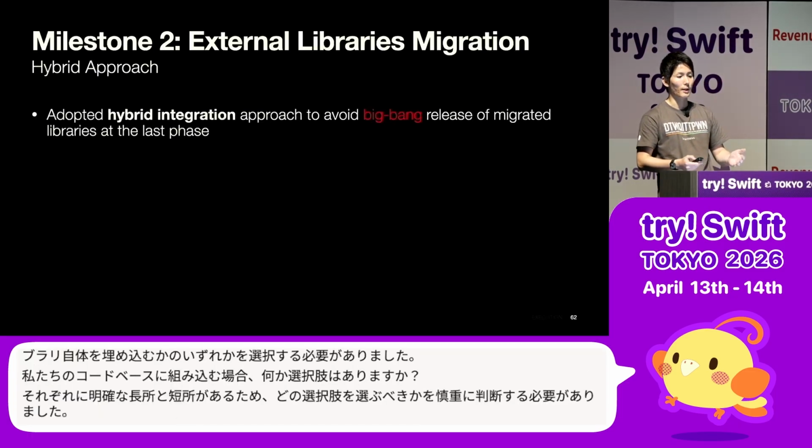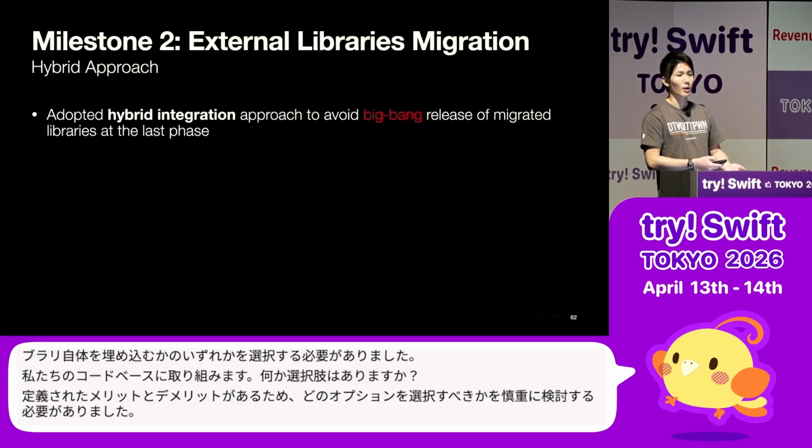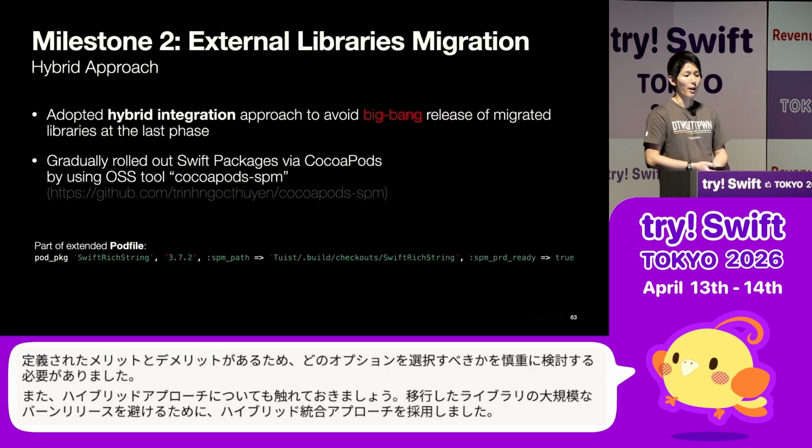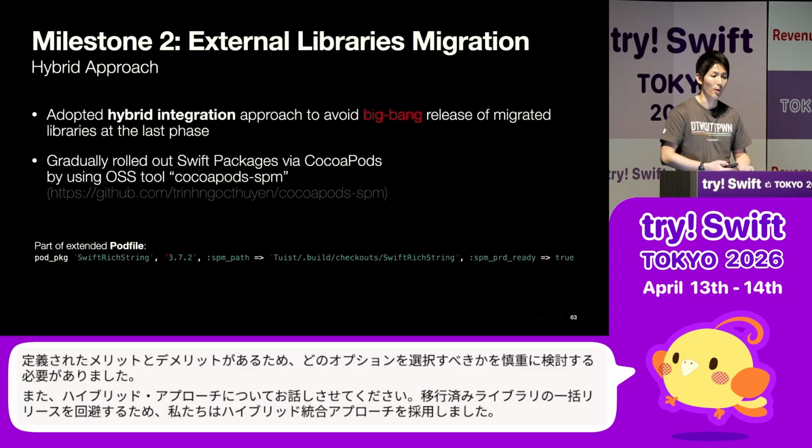Also, let me talk about the hybrid approach. We adopted the hybrid integration approach to avoid a big bang release of the migrated libraries at the last phase. So we gradually rolled out Swift packages via CocoaPods by using an open source tool, CocoaPods SPM.